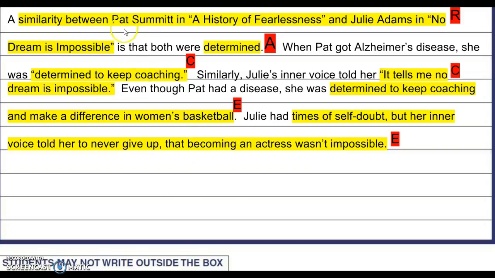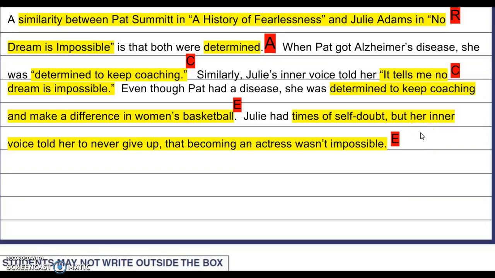Because watch this. Both were determined. Determined to keep coaching. She was determined to keep coaching. She knew it wasn't impossible. No dream is impossible. Okay? So even though it sounds repetitive, it's really not. It's just connecting these ideas together. So if you can fit the same word in several times, that means you're on track. Okay, so if your answer is determined, you better prove how each of those characters, or in this case, these were real people, were determined. So check yourself that way and make sure that you have consistently explained how they were determined. Okay, so seeing those more than once is okay.